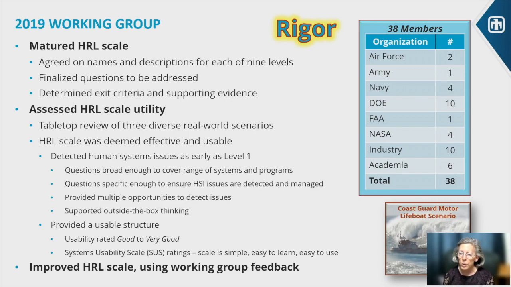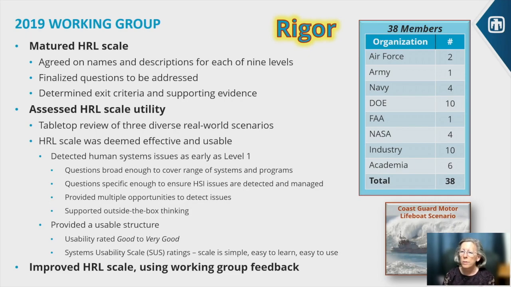Comments that we got from the working group members: yeah, questions are broad enough to really cover a range of systems and programs. They're specific enough to ensure that HSI issues are detected and managed. The scale provides multiple opportunities to detect issues. So it starts out with, have you considered this particular factor? And then it moves on to, has that been satisfactorily demonstrated? Has it been satisfactorily tested and meets the required metrics?